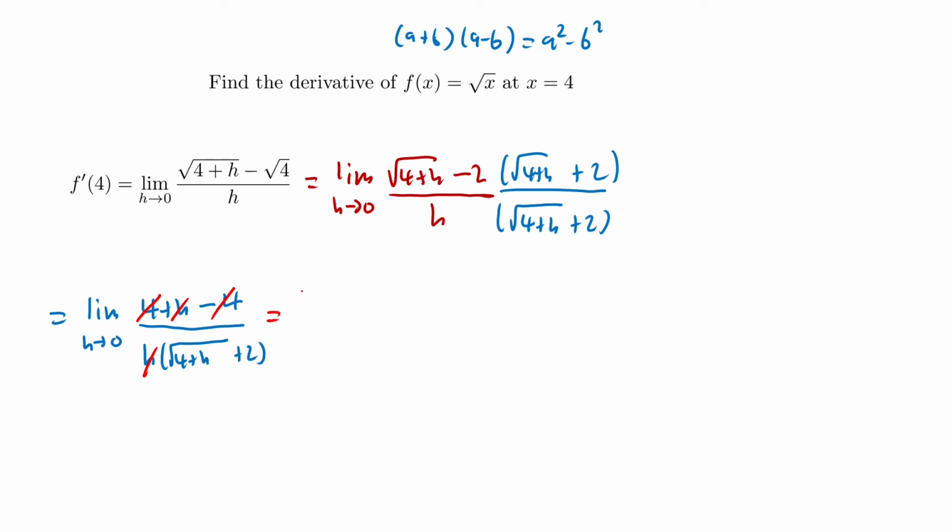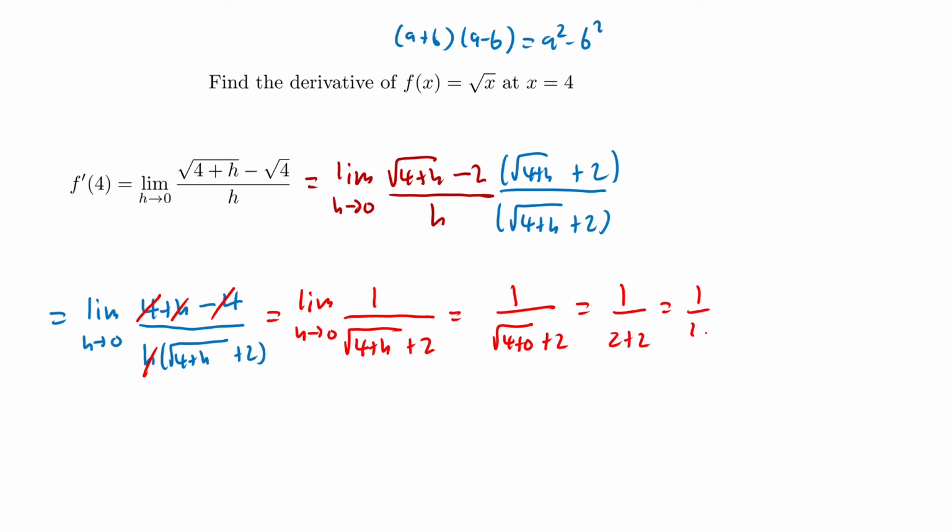So this leaves us with the limit as h approaches 0 of, well, since there's nothing left in the numerator, we're going to put a 1 up there. And this is then going to be the square root of 4 plus h plus 2. And now we can plug in 0 for h. So this is going to be 1 over the square root of 4 plus 0 plus 2, or 1 over the square root of 4, which is just 2. And then this will be 1/4. So this is how you find the derivative of a function by using the limit definition of a derivative.